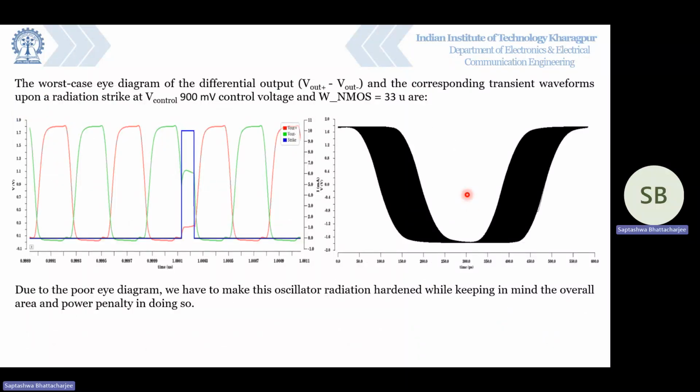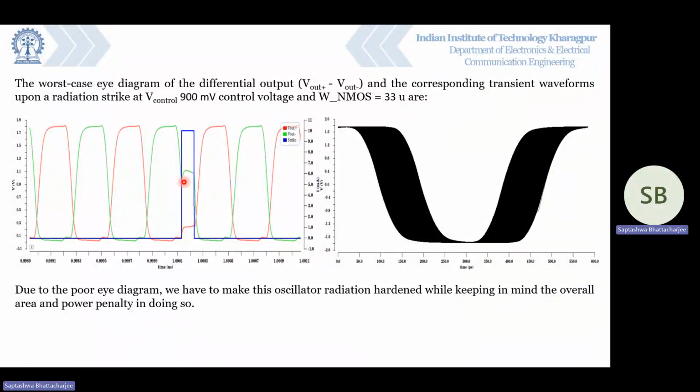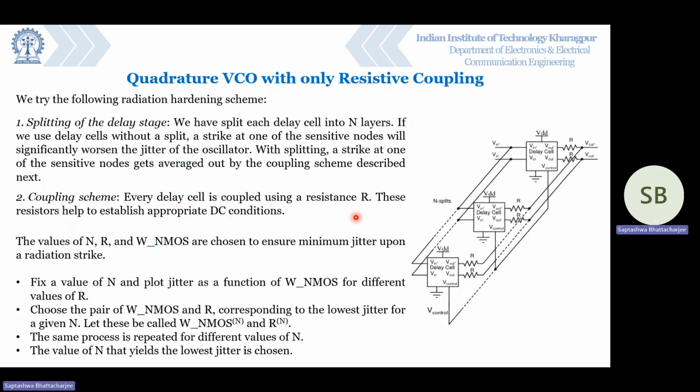This slide brings out the effect of radiation on this VCO architecture. As we can see, the eye diagram shows a lot of jitter upon a radiation strike. And this diagram brings out the transient response, showing the impact of the strike on the Vout minus node. So this architecture is not at all tolerant to radiation. So we move on to the next architecture.